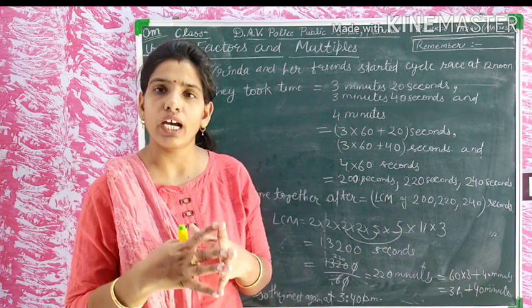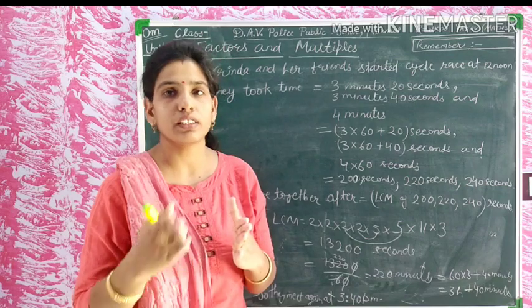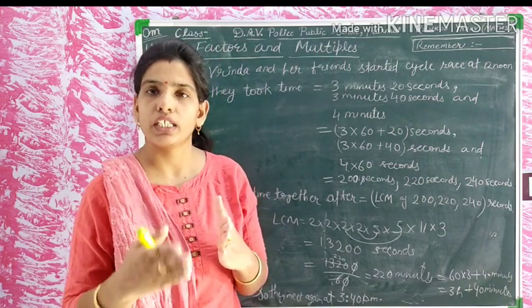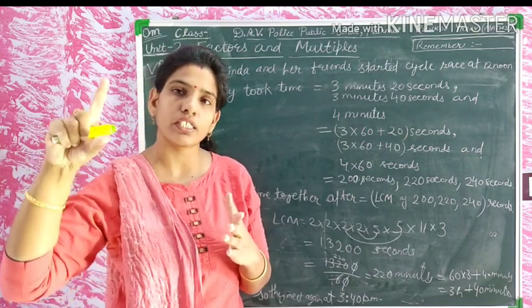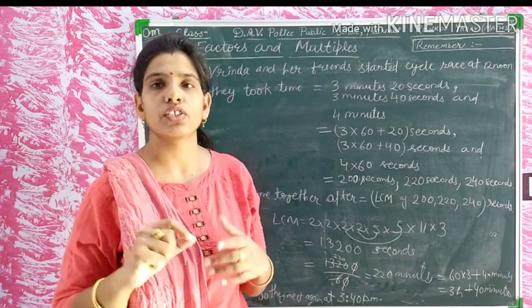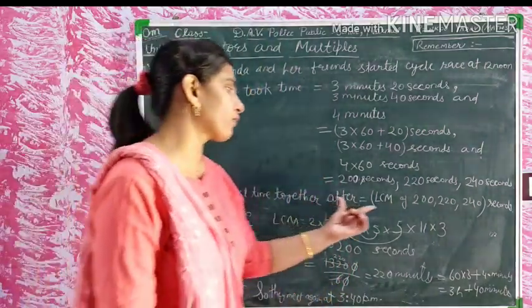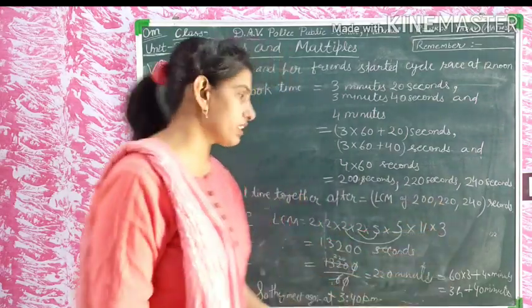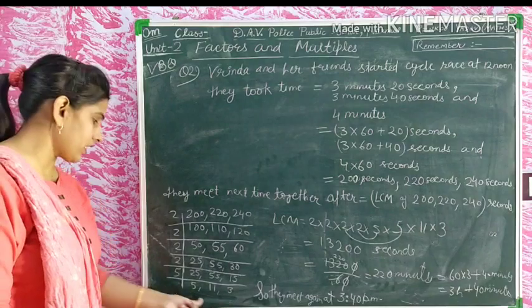For this we have to find the least common multiple, because they meet together. It means there is a multiple which is the same, the least multiple at which they meet again. Is this clear, students? So we have to find the LCM of these 3 numbers. We will find the LCM using prime factors.